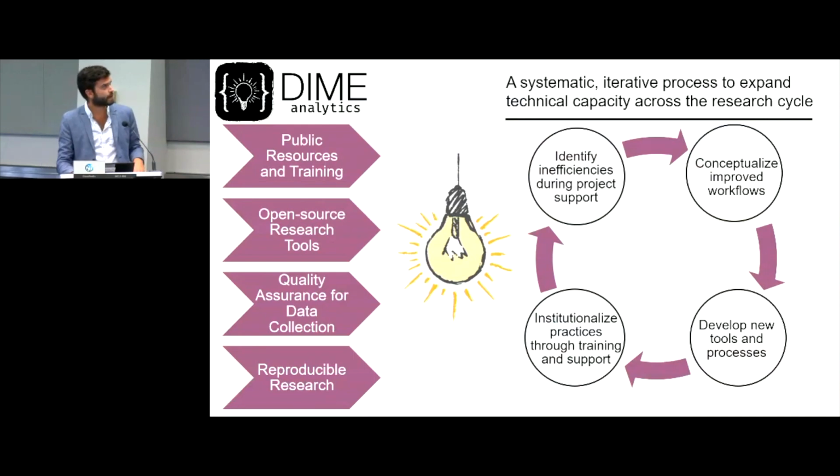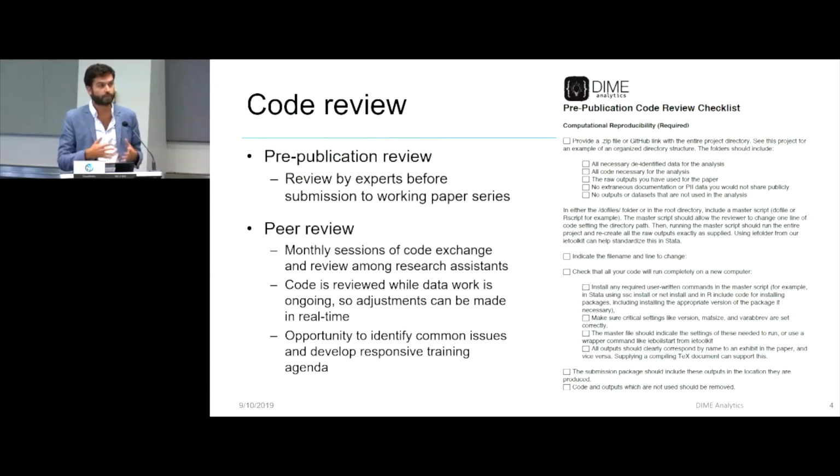One program that we have instituted for the last couple of years is code review for every paper that's gone through the working paper series out of Dime. We have a code review checklist that emphasizes computational reproducibility. This happens obviously at the long end of the project, well after the data is collected, well after a lot of the original people are often gone. And we try to keep it pretty simple so that it's not adversarial, so that it's not scary, so that it doesn't send people running for the hills. And like I said, we've successfully done this for every paper that's gone through the working paper series at Dime.